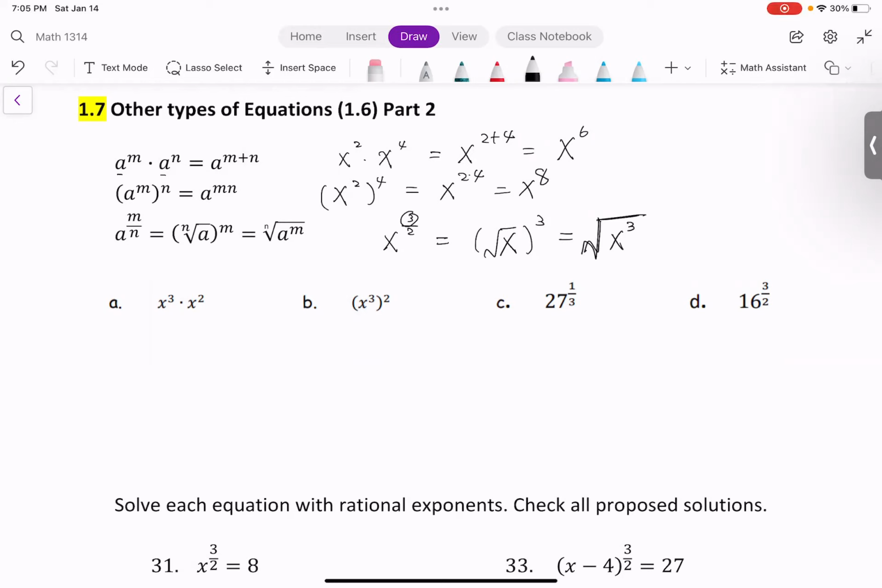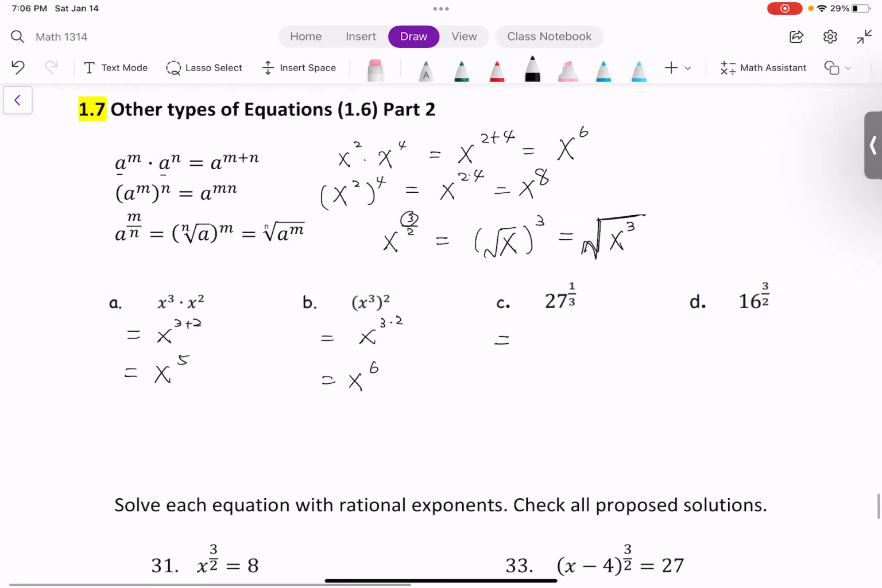Let's see some practice, A, B, C, D. If we have x cubed times x squared, we have only one base, x. So we have 3 plus 2 as the exponent, x to the 5th. Next one, x cubed, then raised to the second power. We have 3 times 2, that's x to the 6th.